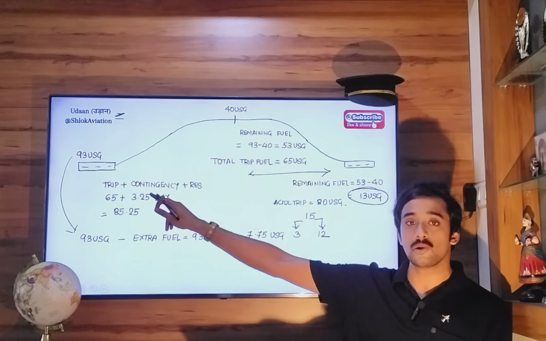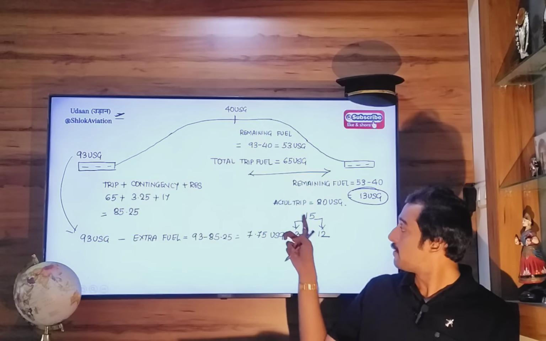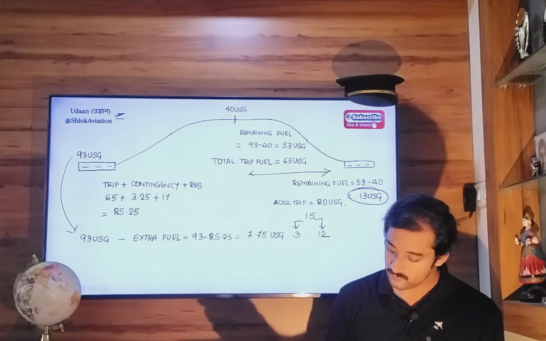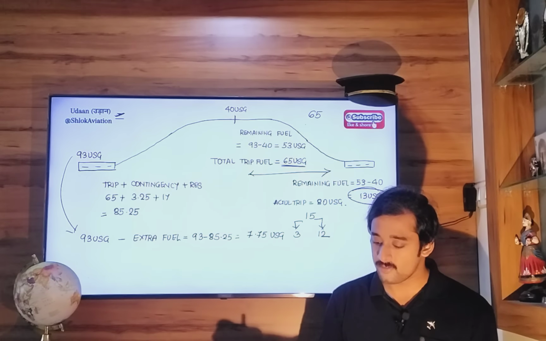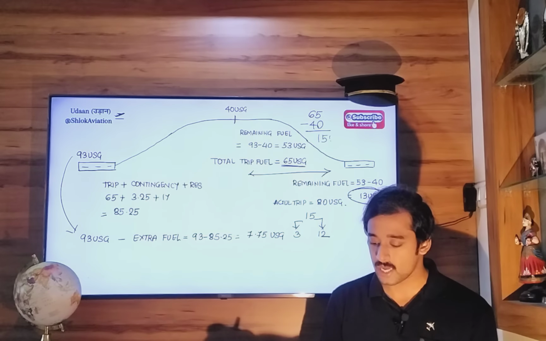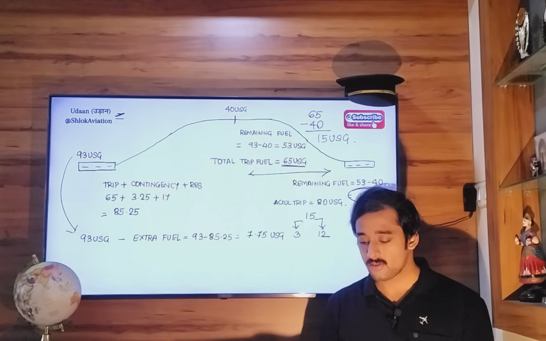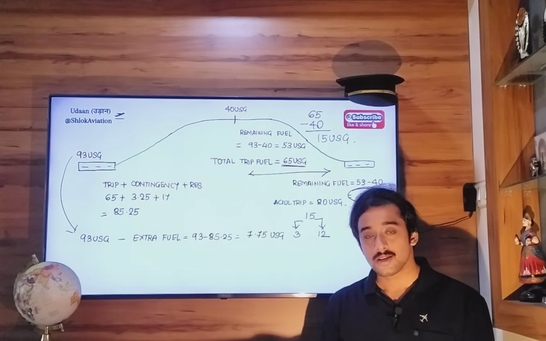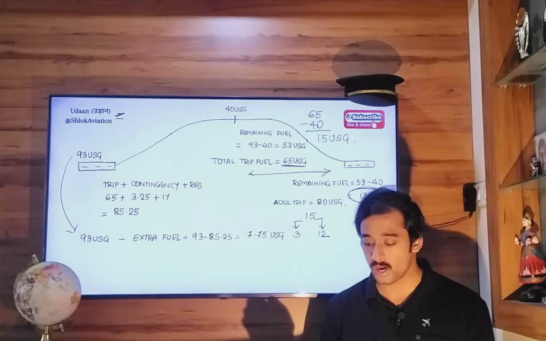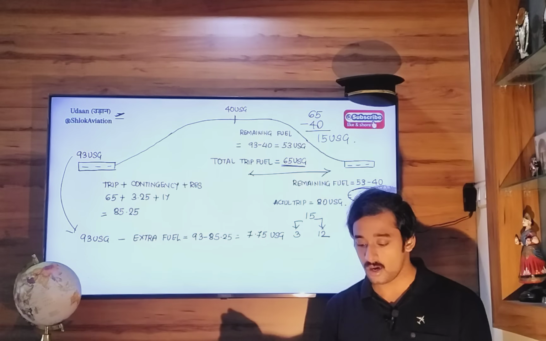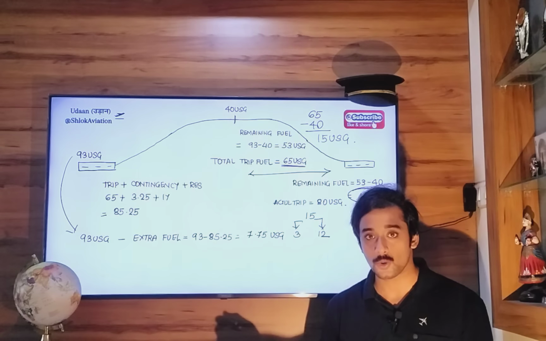So what will be the trip fuel remaining after this 50% trip? The total trip fuel is 65 US gallon. Out of that 65, we will consume 40 in the first half. So we will be left with 15 US gallon. Correct? So this 15 US gallon will be insufficient to go to destination. We require another 25 US gallon fuel, right, to go to our destination.